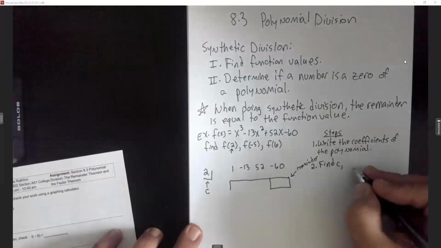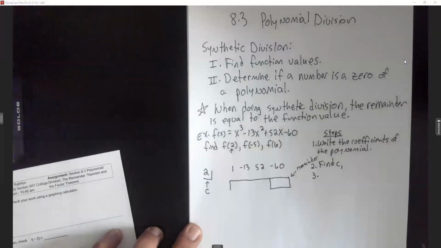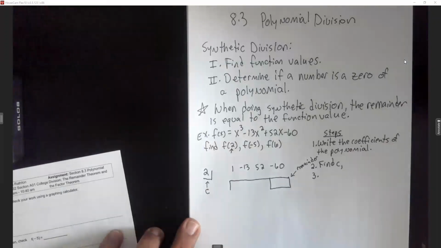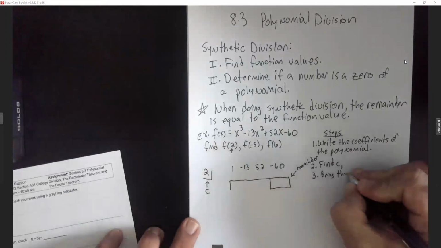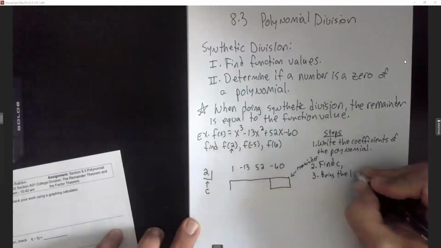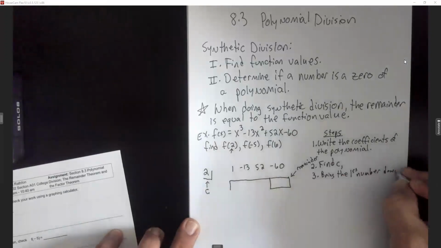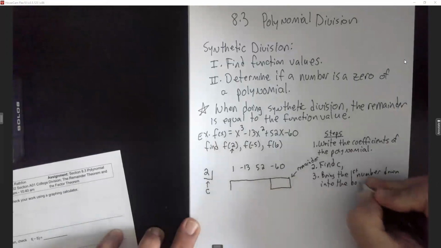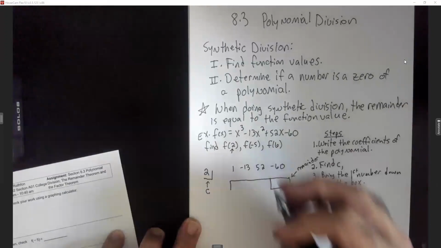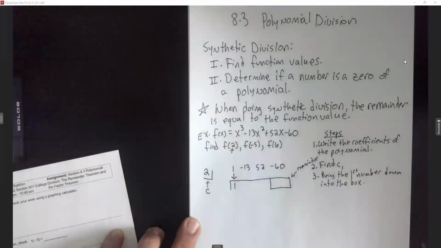Alrighty, so we found our C. So now here's where you start getting a lot of repetition. So what we do, we bring the first number down into the box. So what I mean is we're going to take this 1 and we're going to bring it straight down into that box.